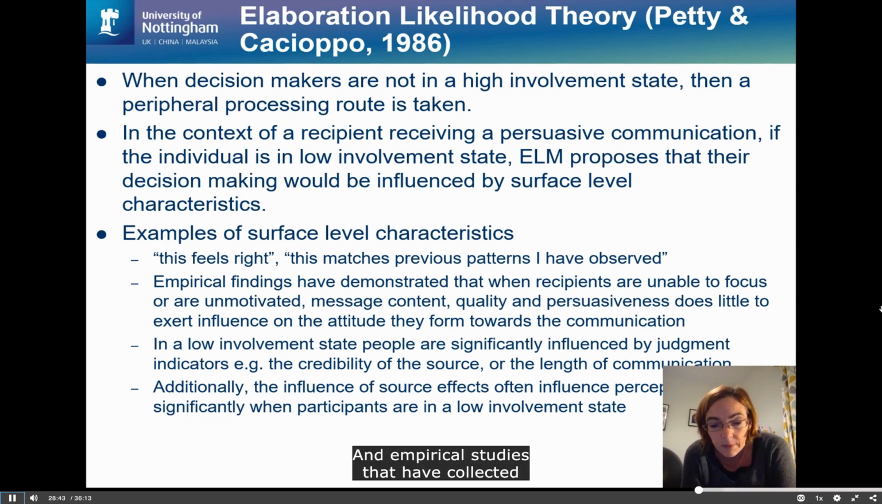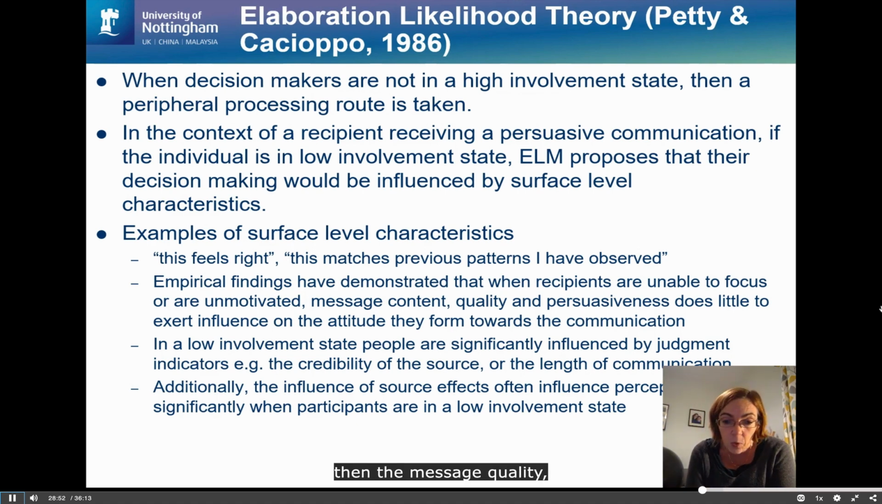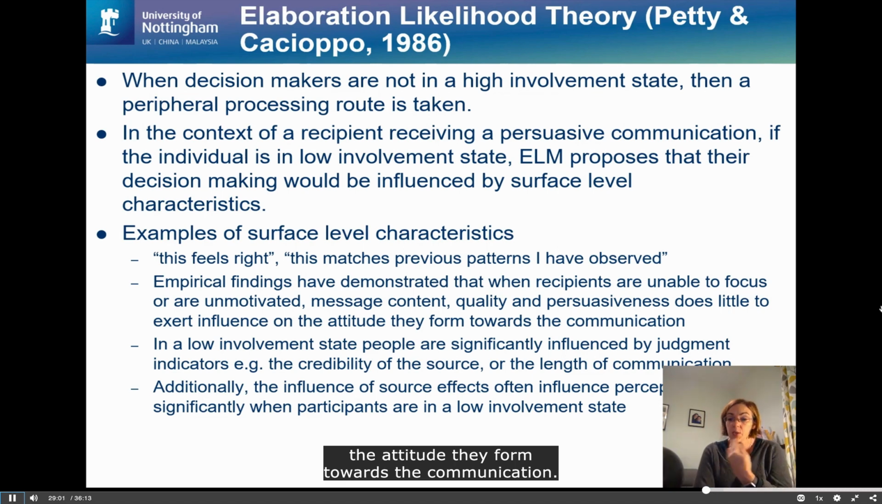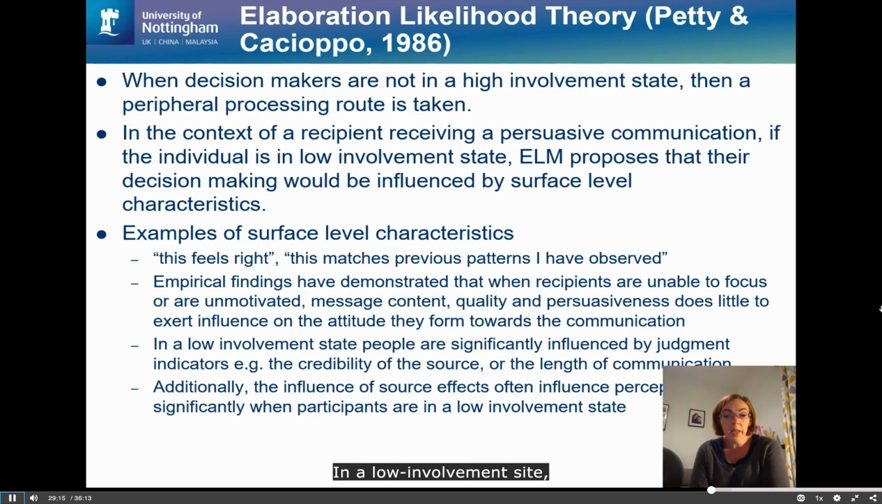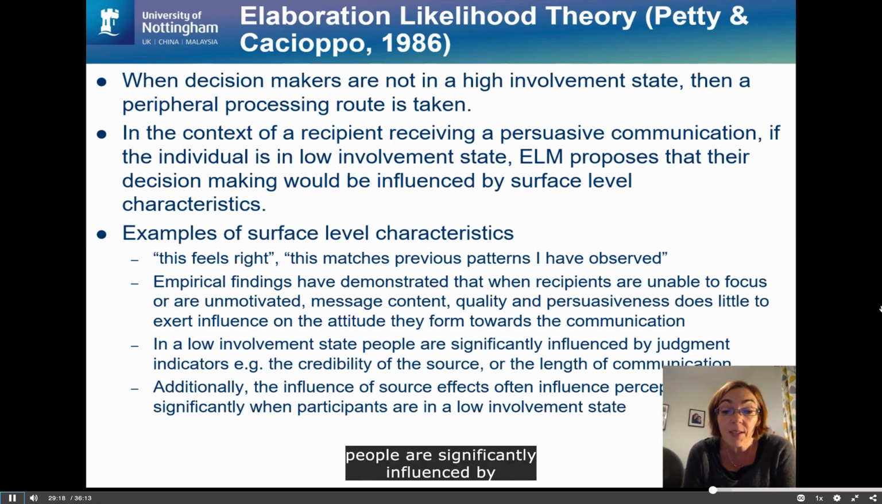And empirical studies that have collected data have demonstrated that when recipients are unable to focus or are unmotivated, then the message quality, the persuasiveness and the content does little to exert the influence on the attitude they form towards the communication. So it really shows that the focus should be around the motivation and the ability and investment in gaining information, rather than necessarily focusing on the message content, the quality and the persuasiveness. In a low involvement state, people are significantly influenced by judgment indicators like the credibility of the source or the length of the communication.